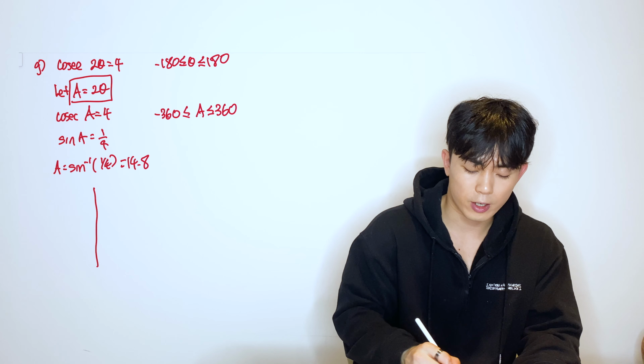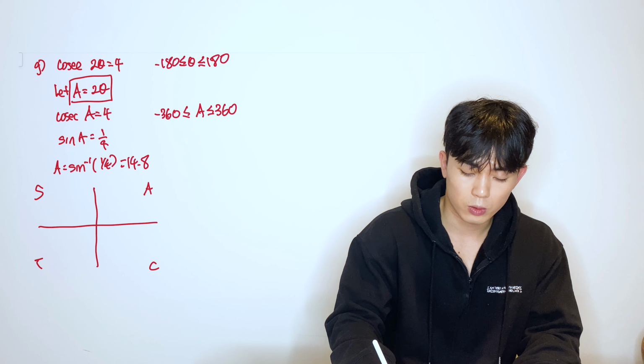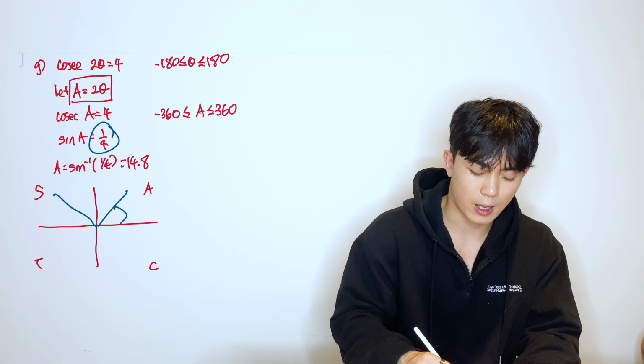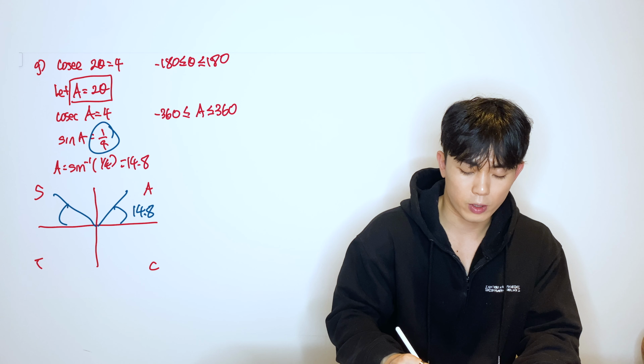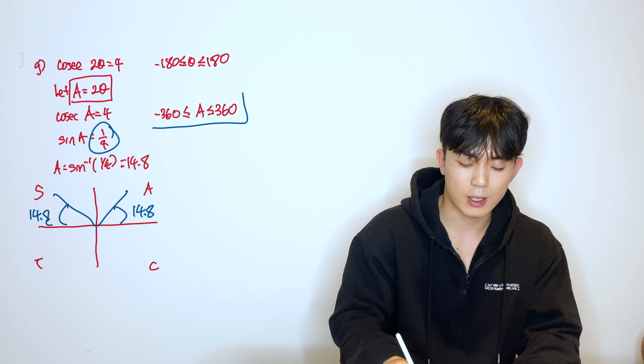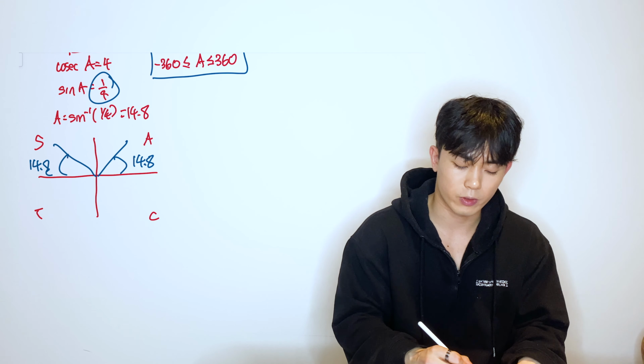We draw a CAST diagram. Sine is a positive 1 over 4, so it's going to be in the A section and the S section, where it's 14.8 and 14.8. And remember, now we have to look at the domain. So it's from minus 360 all the way to 360. So let's start off with minus 360.